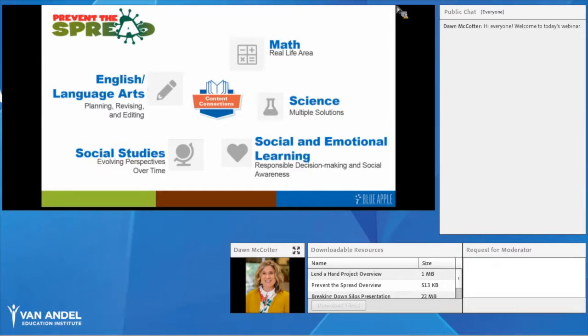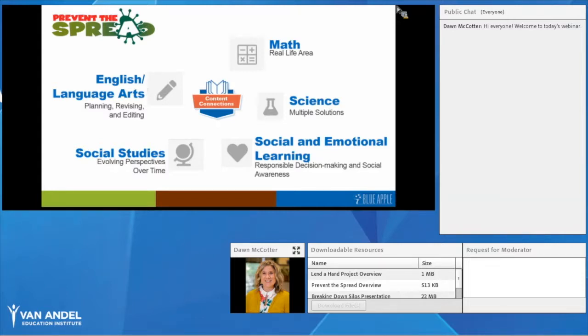So they use grid paper to approximate the areas of bacterial growth, hitting that standard of real-life area. Now, although this project is a little bit more heavy in science, I wanted to pull out the standard of multiple solutions, that 4th grade standard, because what we want the students to talk about is multiple solutions to different ways that we can be harmed by nature.